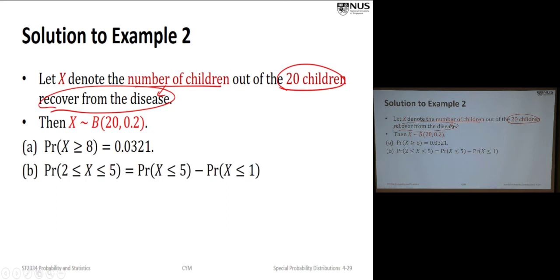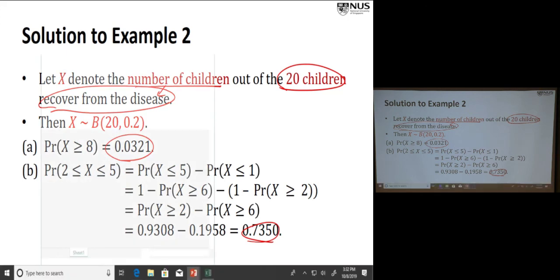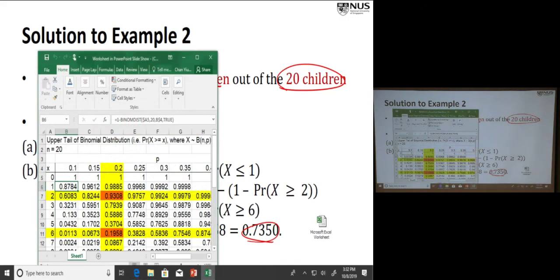And x between 2 and 5. So which turned out to be 0.735. This is 0.032. All these are reading from the table with n equal to 20. So I change to another table, n equal to 20. All right. Is it the same table? Okay.